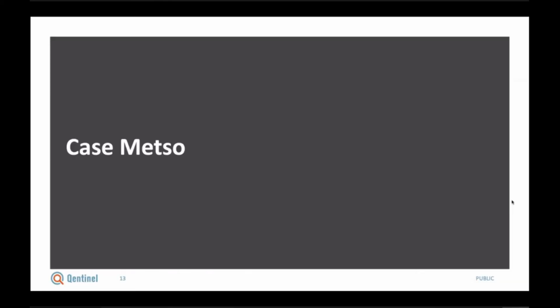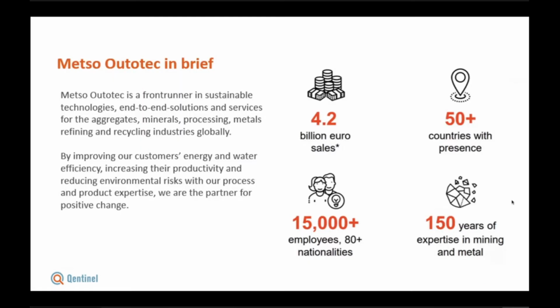So jumping into the older slides, we have this case Metso. It's actually Metso Autotech, and as I said, it's operating in the mining, minerals and processing industry. My memory of 5 billion was quite close, so 4.2. They operate globally, and they have 15,000 employees, 80 nationalities, and a big history in mining.